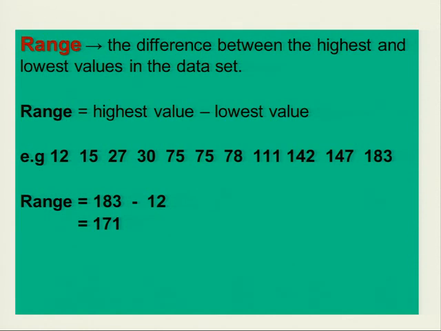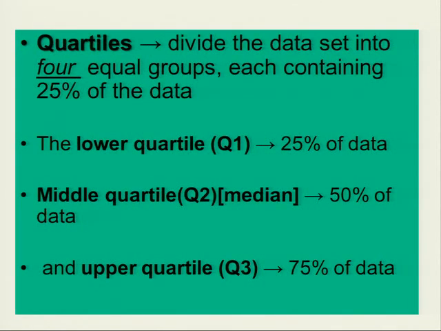Okay, grade 12s. Moving on to the quartiles. Remember, in the measures of central tendency, when we were determining the median, we said the median divides our data into two equal parts or into two equal groups. Now, let's look at the quartiles.